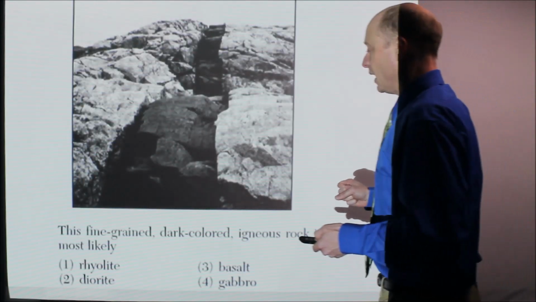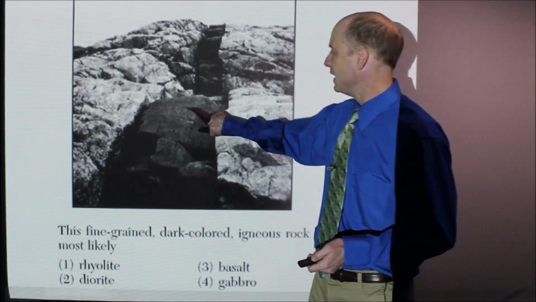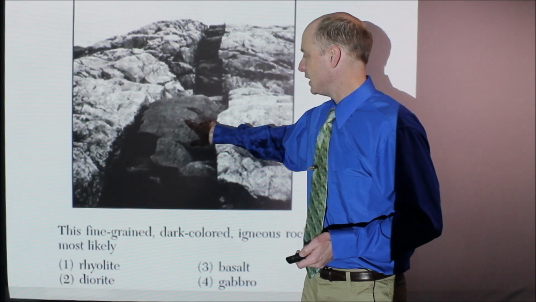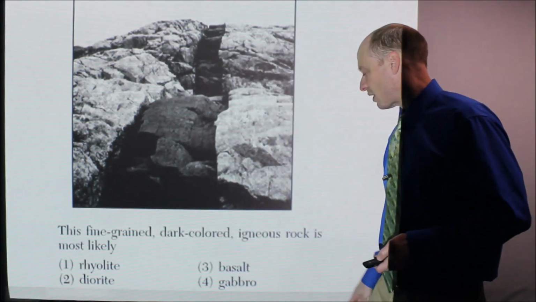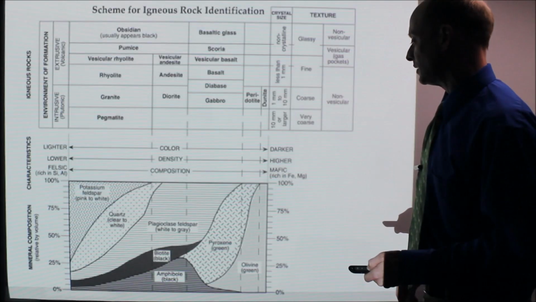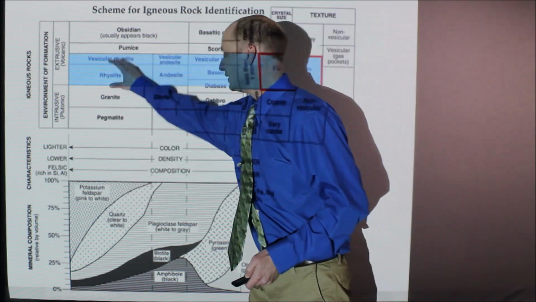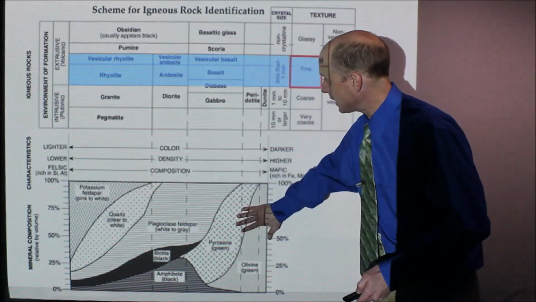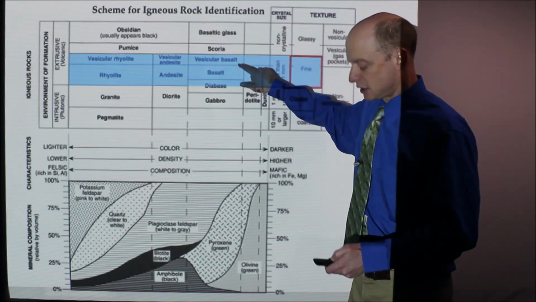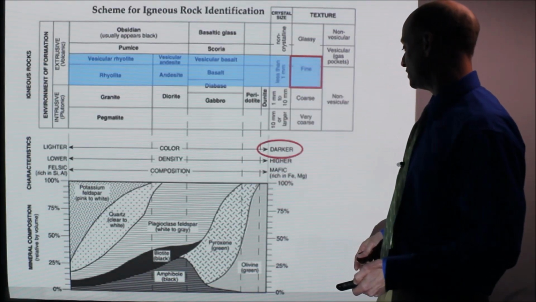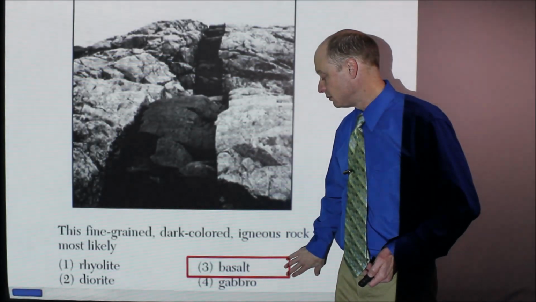So for instance, this question says a fine-grained dark colored igneous rock is most likely, and it's referring to this here, an igneous intrusion. You have 4 choices. Let's look at how we find this out. Fine-grained is going to be here, so it's one of these, and it's dark, so it's going to be on this side of the chart. So it's really going to be diabase, basalt or vesicular basalt. One of those is our choice, because again, darker over here, and so basalt is our answer.